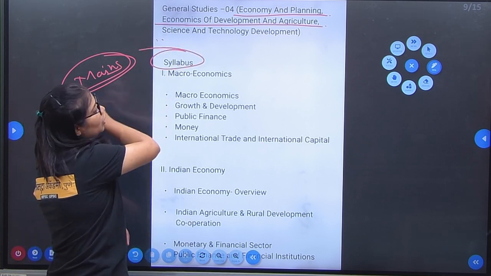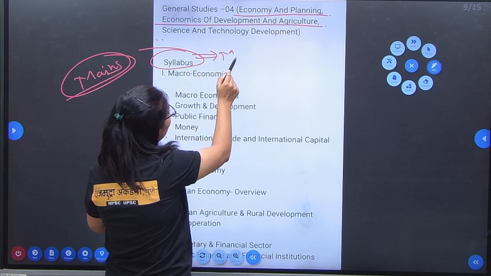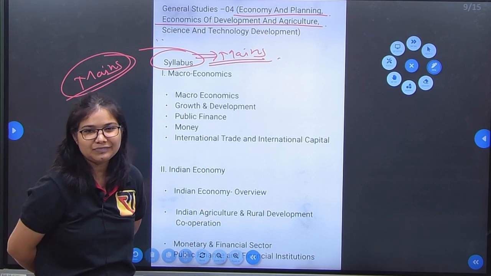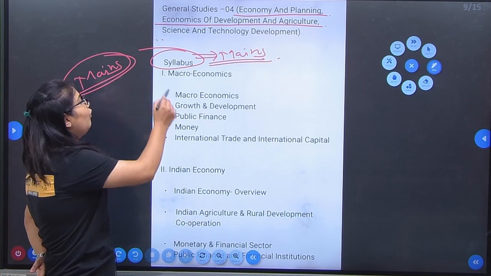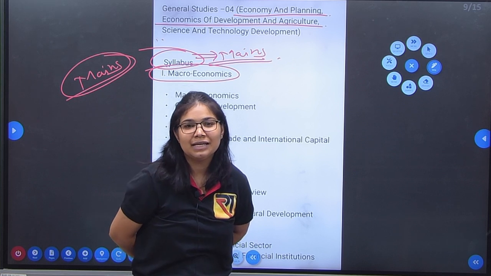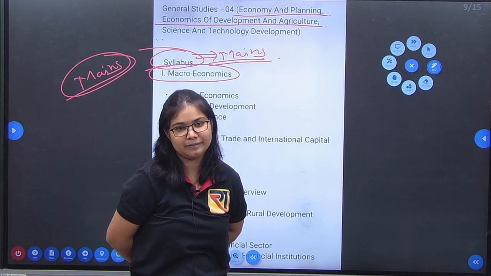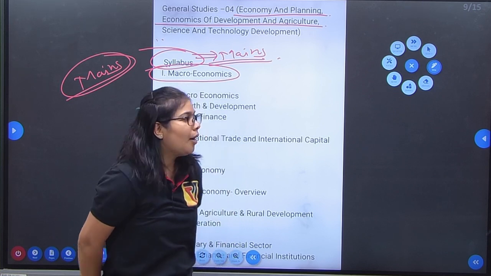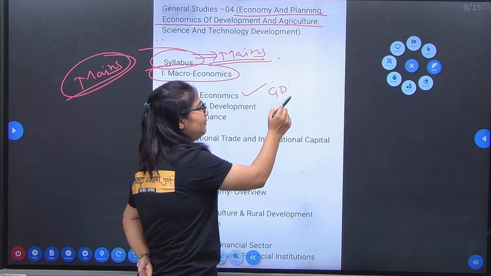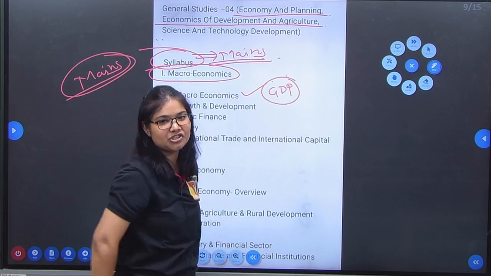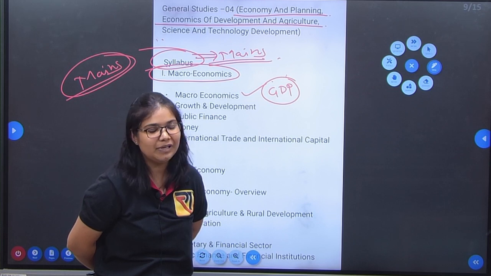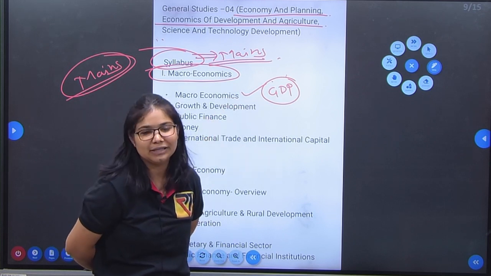What is the syllabus of economics for the mains examination? We will discuss it thoroughly. The first section is macroeconomics, which deals with the concept of GDP. We will learn this concept in the prelim section itself: GDP, GNP, NNP, personal income, etc. We will learn this in the basics of economy section.